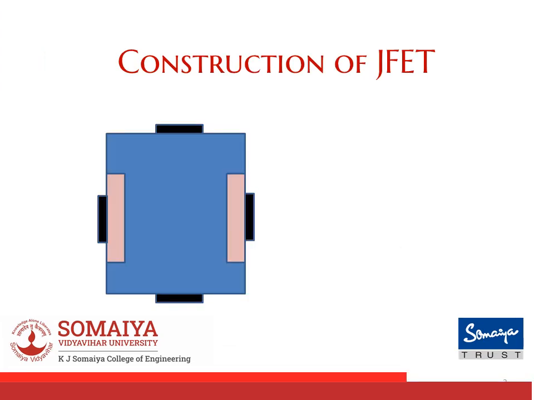So this is basically the structure of a junction field effect transistor. You can see there's going to be one block of a semiconductor. It could be either a p-type or an n-type. On the sides, there's going to be another type of semiconductor material doped in. These materials that are shown by a pink color are connected internally, which forms the gate terminal, and the other two terminals form source and drain.